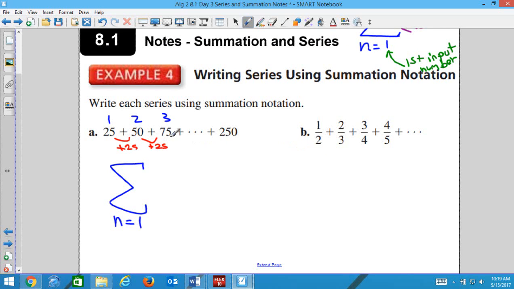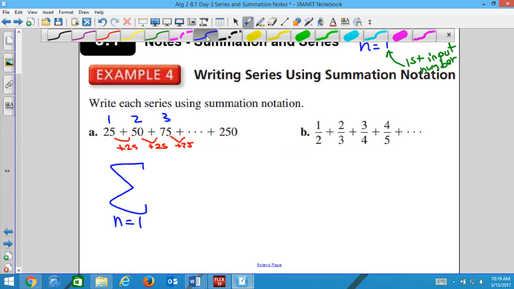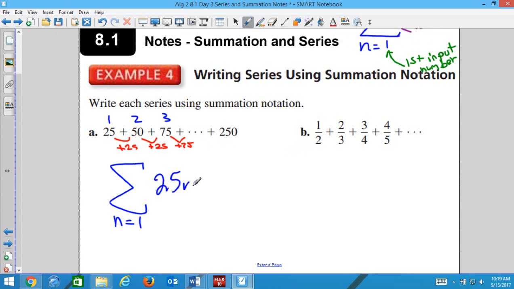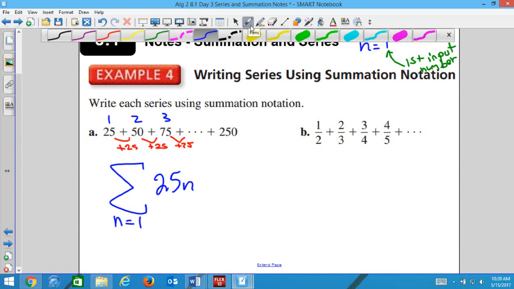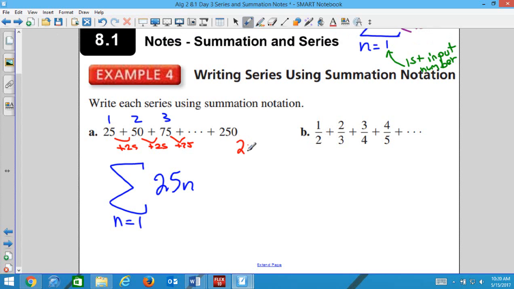So, 25 cents. We know it's going to be 25n, but do we have to do anything else to the 25n? So if I input 1, do I get out 25? Yes. If I input 2, do I get out 50? If I input 3, do I get out 75? Yeah. What do I input to get out 250? 10.